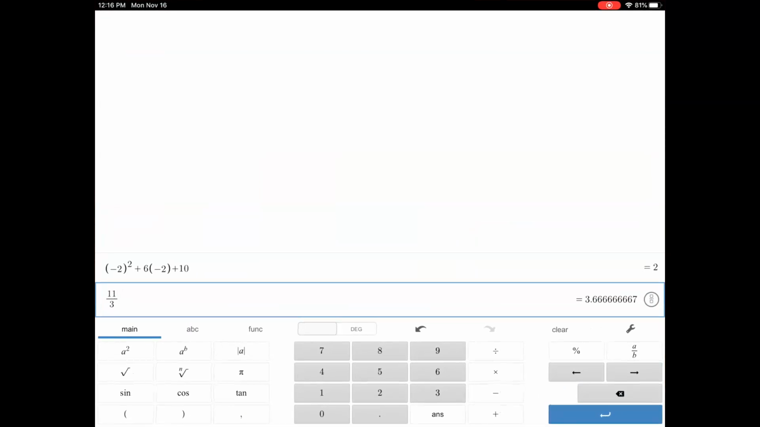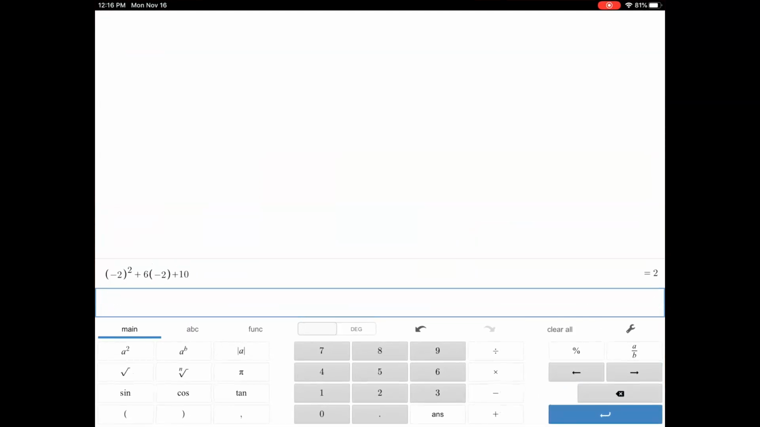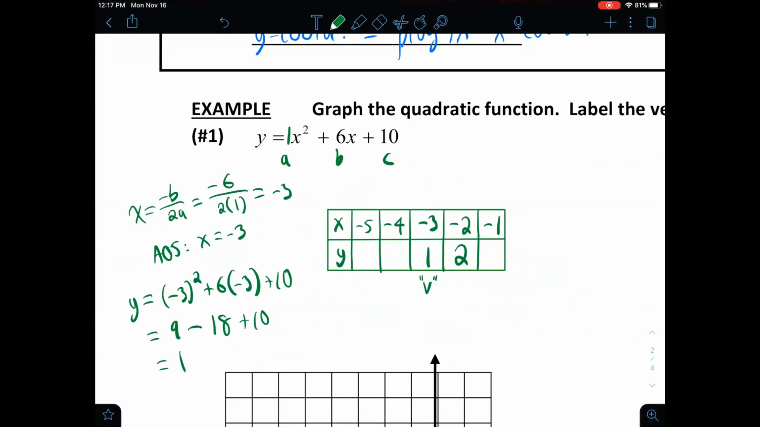Let's try our -1 now. So we're going to do, let's clear that. So we're going to do parentheses -1, parentheses power of 2, hit the next arrow, plus 6, parentheses -1, plus 10. And we get 5, and 5 is the right answer. So we get 2 and 5, and then these are also going to be reflected. So we're going to go like this. This is also going to be 2.